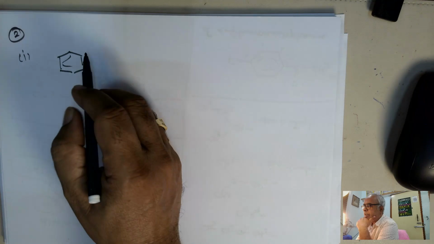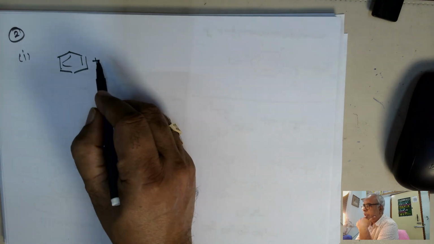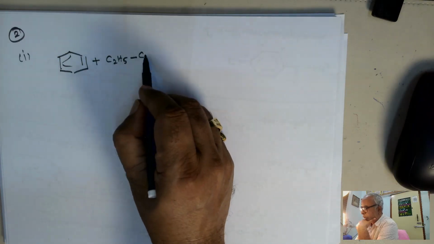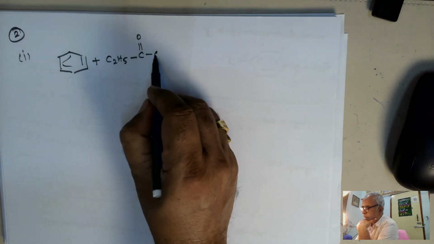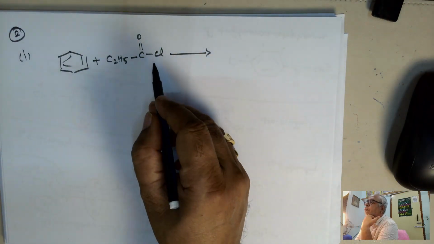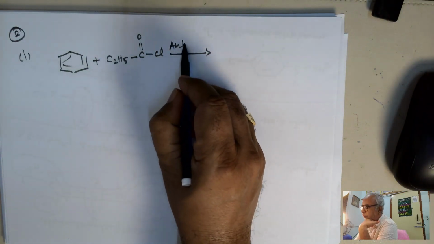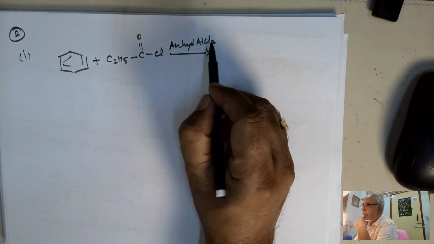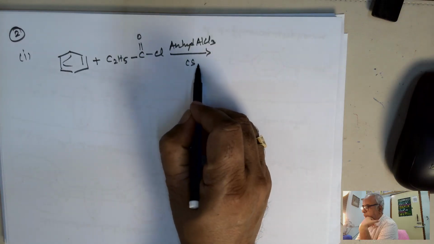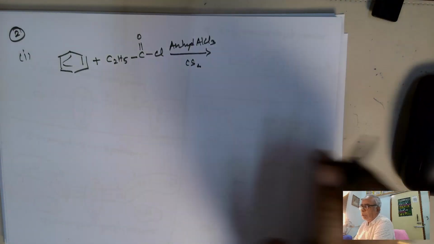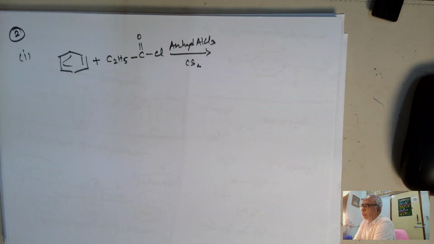Benzene reacts with C2H5COCl to give a product, in presence of anhydrous aluminum chloride and carbon disulfide. This is one of the very important reactions required for the aromatic ring.